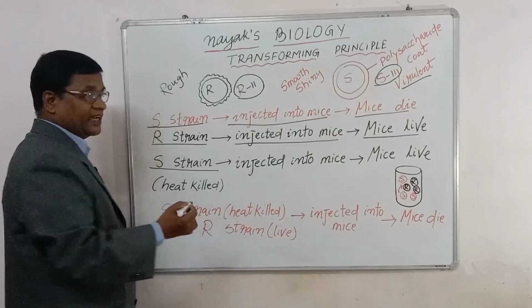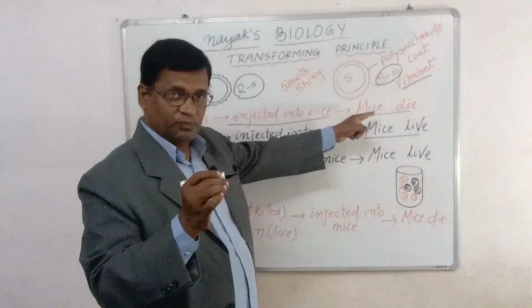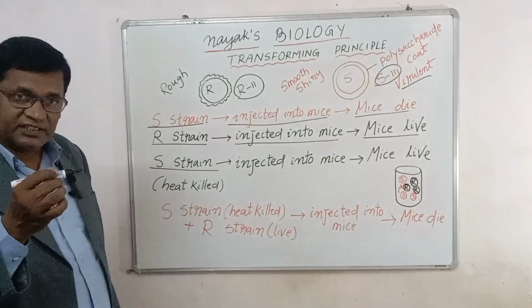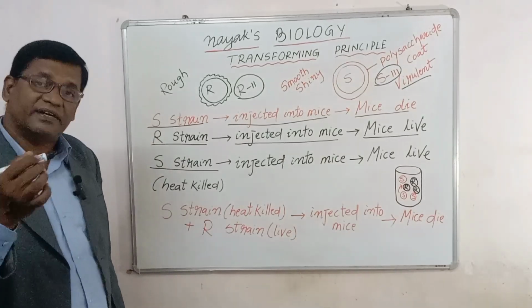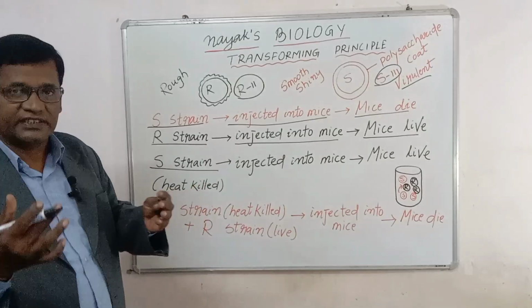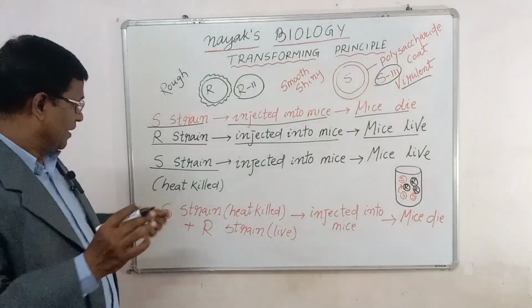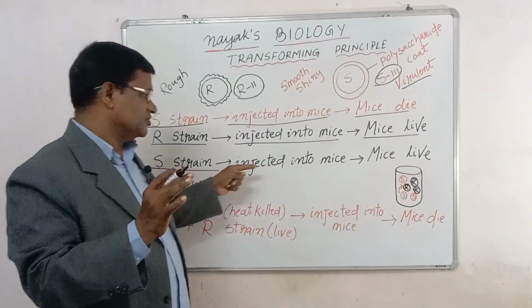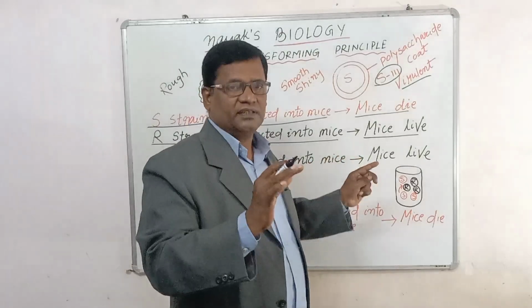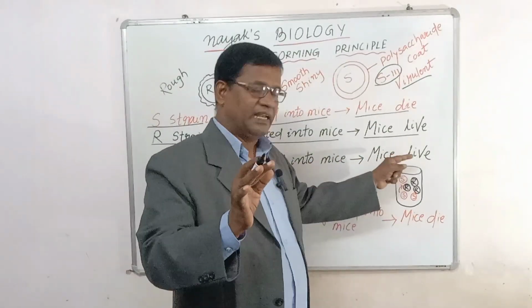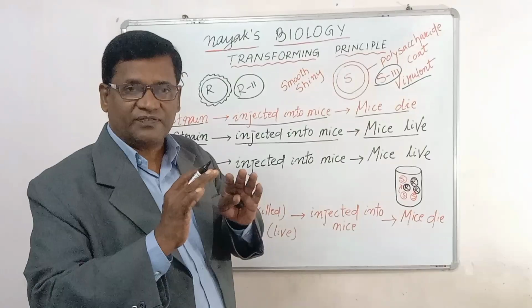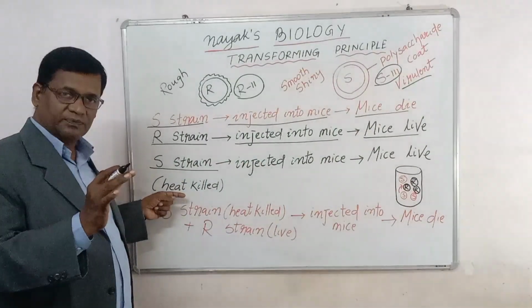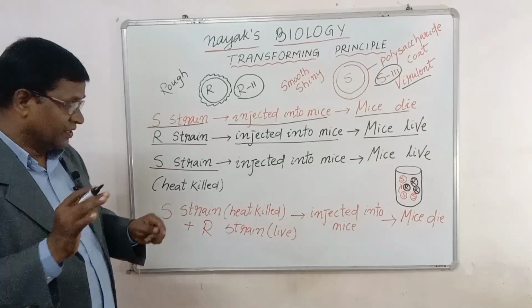Now, the third condition, what did he do? S strain. Again, you take the S strain, which has already caused pneumonia. But in this case, he heated it. When any microorganism gets heated, what will happen? It will die, because due to the heat treatment of more than 100 degrees centigrade, the microorganisms will die. When this heated, dead microorganism is injected into the mice, then the mice is not affected by the pneumonia. That is, the mice live. That means it is not infected by pneumonia, because when we heated the strain, the strain was killed by the heat treatment.